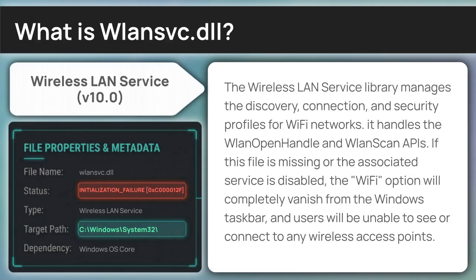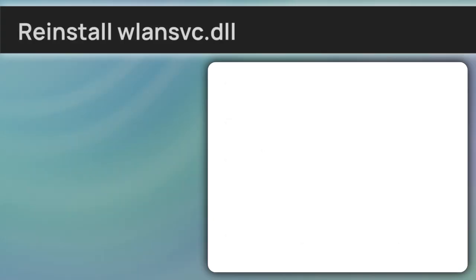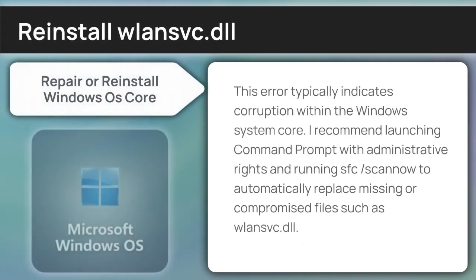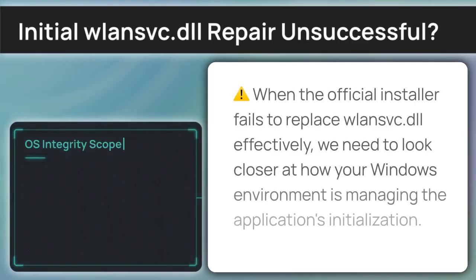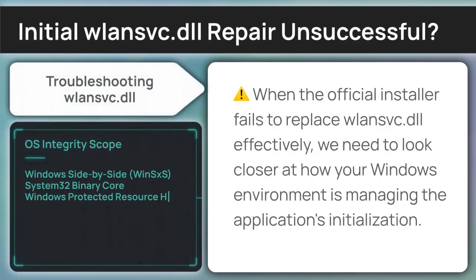Now that you have the context, let's move into the repair process with a fresh installation. This error typically indicates corruption within the Windows system core. I recommend launching Command Prompt with administrative rights and running SFC /scannow to automatically replace missing or compromised files, such as WLAN Service DLL. If the error persists despite the new library files, we must verify if a simple synchronization conflict is preventing the file from loading.